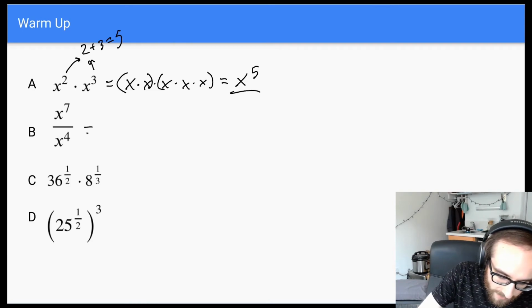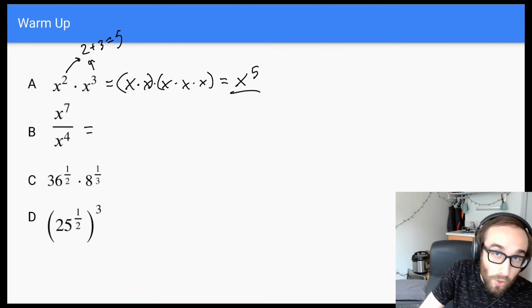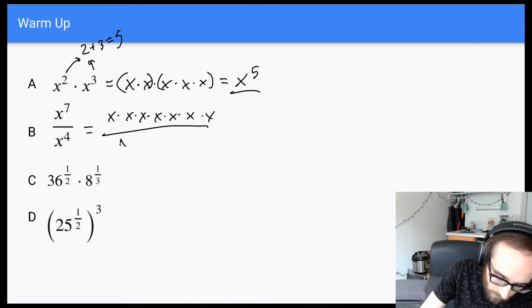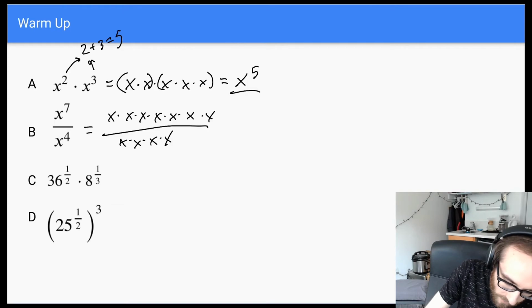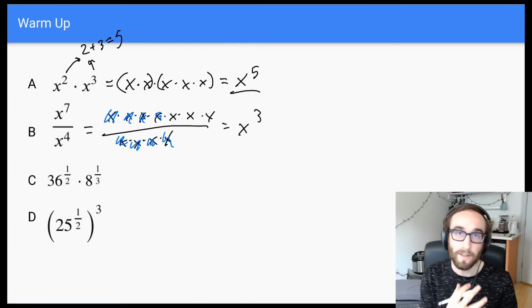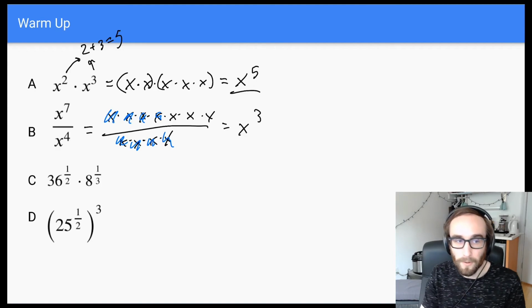Next up, we have x to the 7th over x to the 4th. Again, you could just subtract these using our quotient rule. If you're ever unsure, I suggest writing them out in expanded form. And then you can cancel out a few of these x's. Cancel out 4 of them from the top and the bottom. So we end up with x to the 3rd. In other words, x to the 7 minus 4 power.